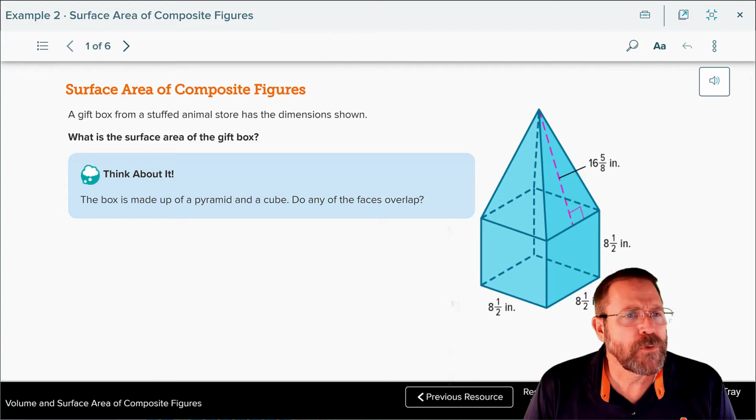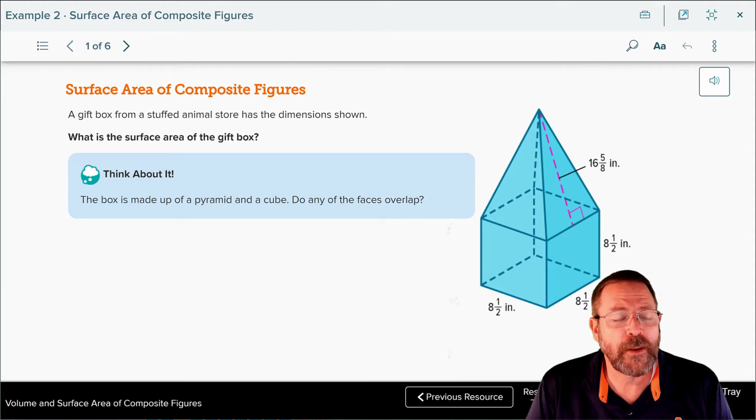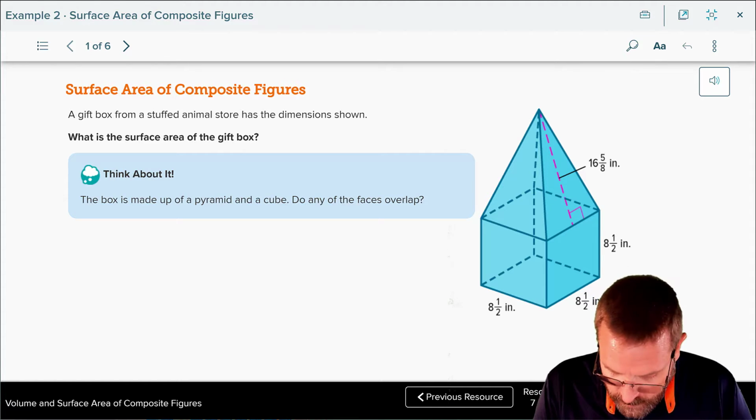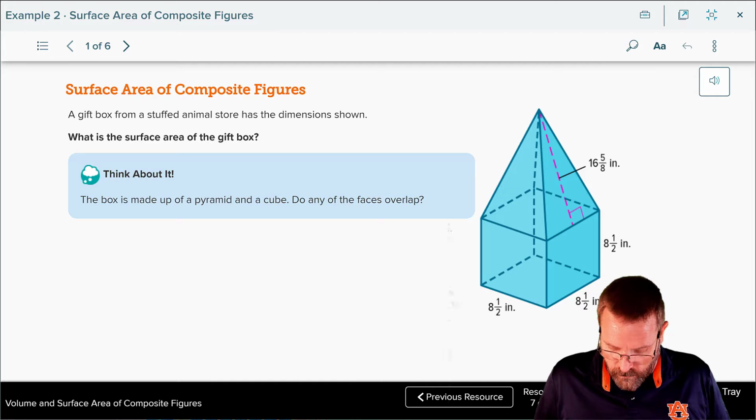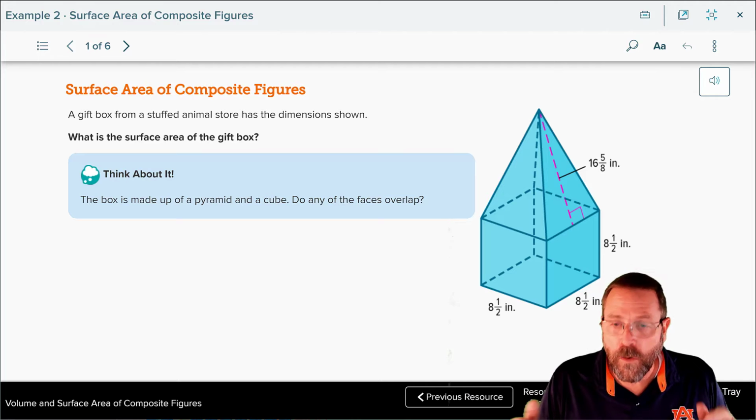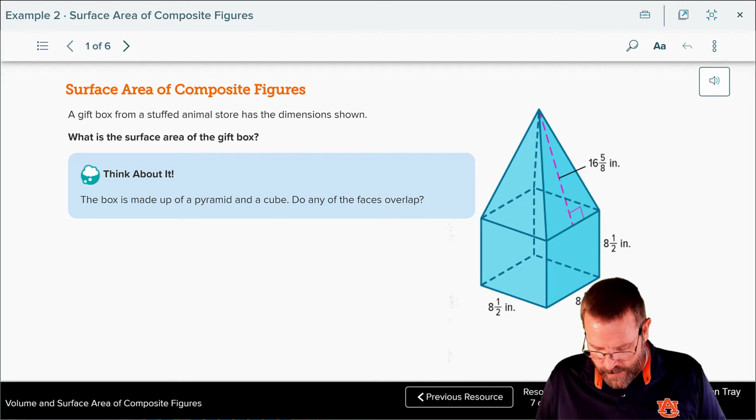We're on example 2 right now, where we have a gift box from a stuffed animal store, and it has the dimensions that are shown in the image. And it wants to know what's going to be the surface area of the gift box. Now this image is one that works pretty good for us because we can see all the sides through the sides. So I'm not going to make a net of it.